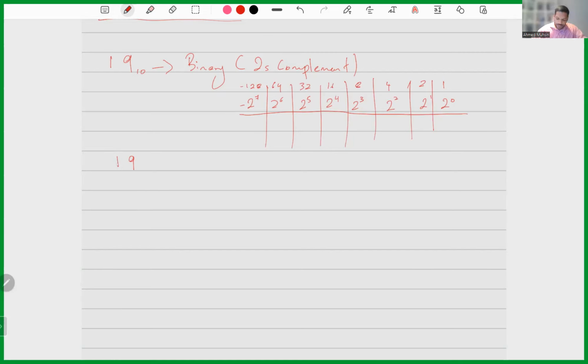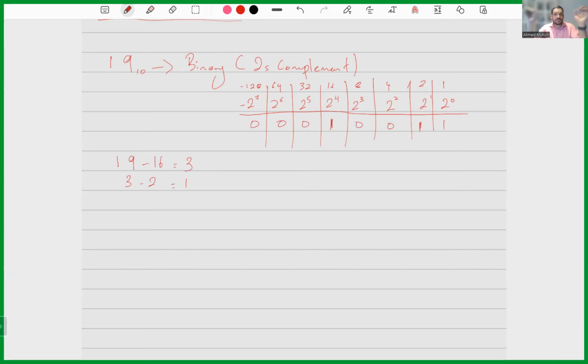If you look over here, 19 is closest to 16, so we put a 1 at 16. So 19 minus 16 is equal to 3, so we have a remainder of 3. So 3 is closest to which position value? It is closest to 2, so we put a 1 over here. Now 3 minus 2 is equal to 1. So 1 is closest to 1, that's what we do. And then we fill the rest with zeros. So this is how 19 is converted into binary in 2's complement format.